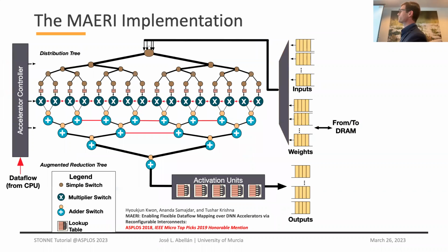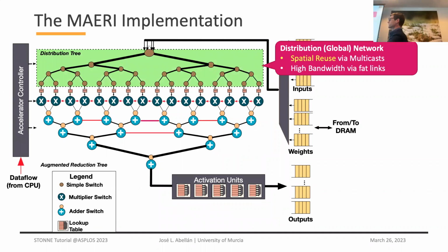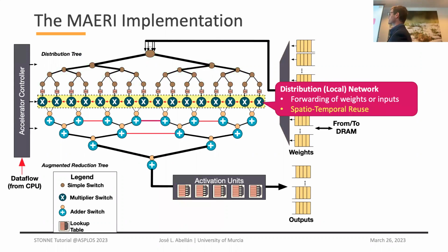If we look a little bit deeper at the MAERI implementation, we need to have the distribution network and the reduction network, as I commented earlier. The distribution network here is a distribution tree, a chubby tree, that is, we have fat links in order to provide the highest bandwidth for doing multicast and spatial reduce. Then we store the data locally in order to exploit temporal reduce before the multipliers. And then at the multipliers, we also enable with the MAERI architecture the forwarding links, so we can exploit the spatial temporal reuse that happens naturally in convolutional layers.